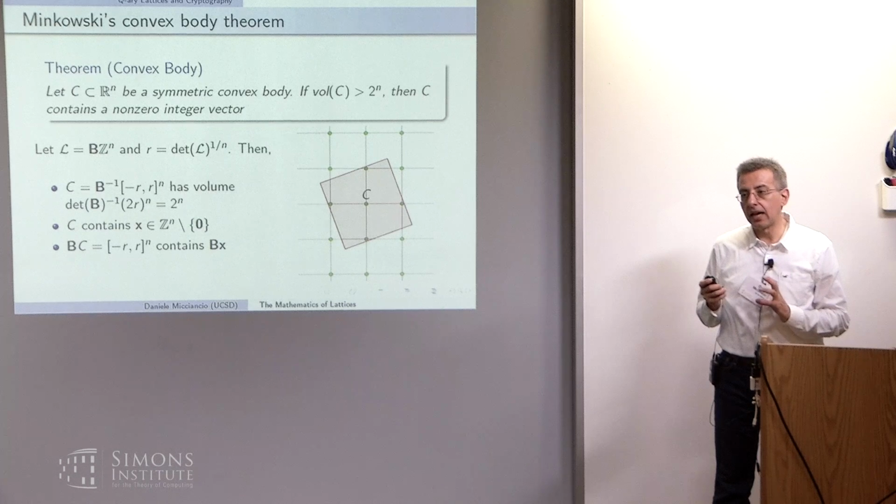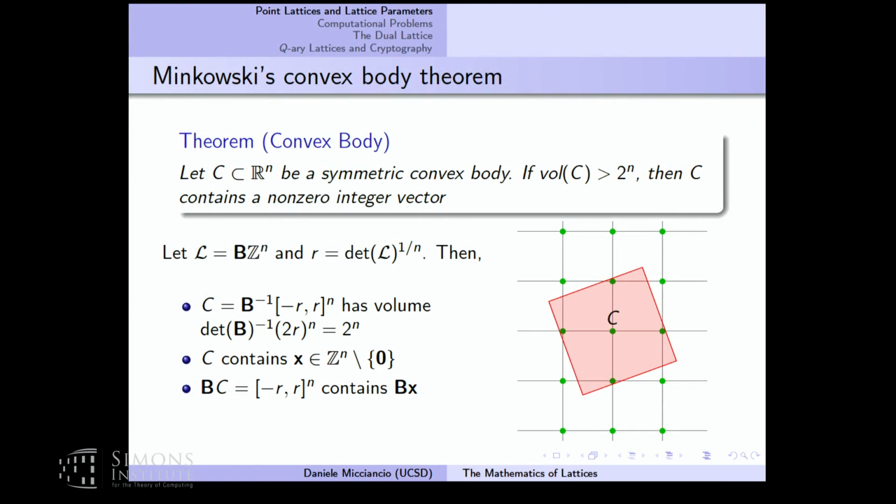And this is typically applied to very simple convex bodies, like Euclidean balls. That can be used to bound the length of the shortest vector in a lattice in the Euclidean norm. But it extends also to bounding the length of the shortest vector with respect to other norms. If you want the L infinity norm, you would consider a cube. If you want the L1 norm, you would consider the corresponding ball.